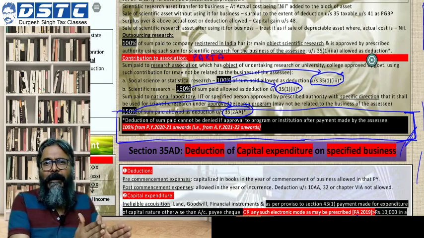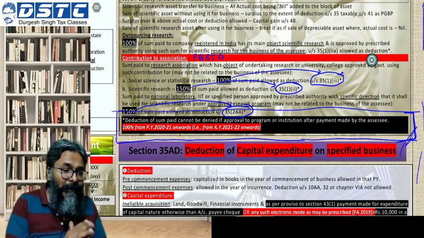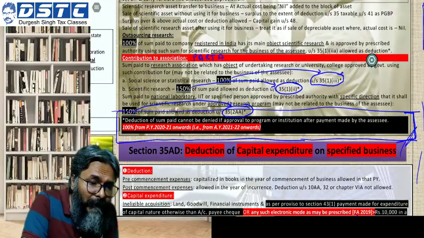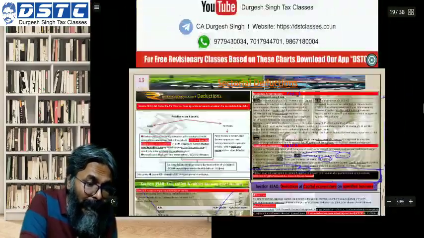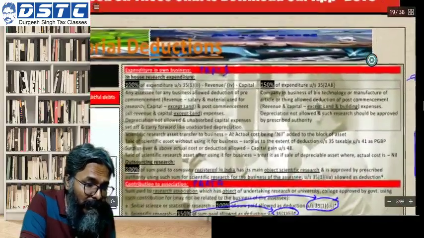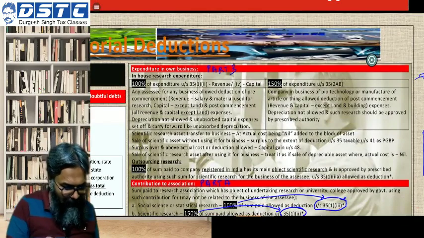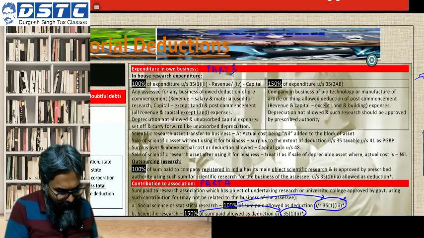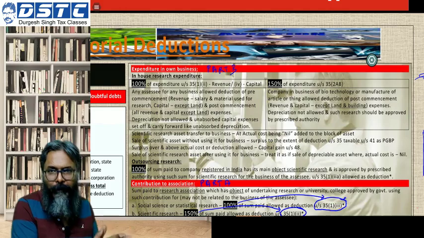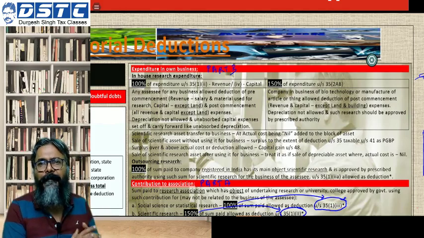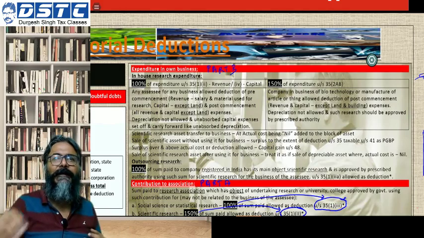This was your part A. Now we come to part B, which is a very important part, students. What is part B in our chart? It is about the actual expenditure. I have told you to go through the same part B, and I have given you certain examples also.